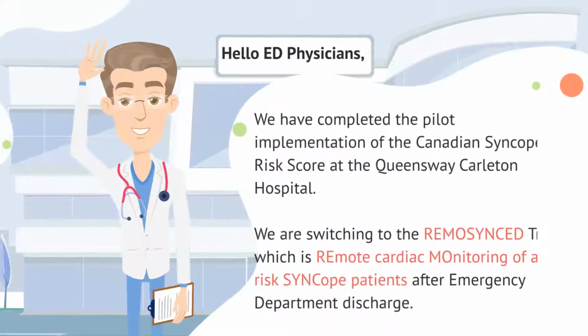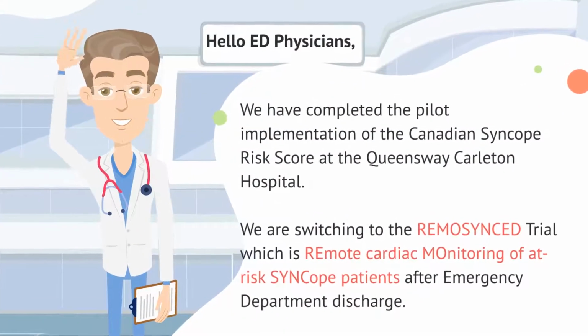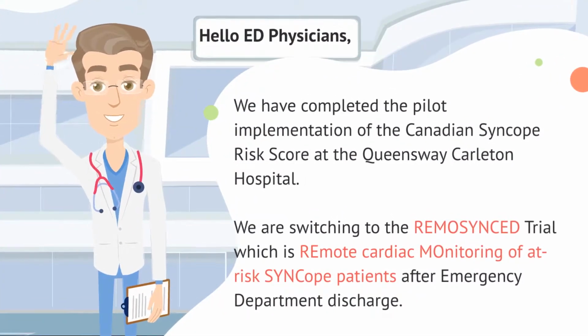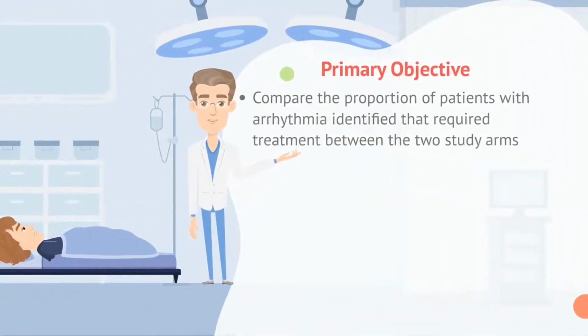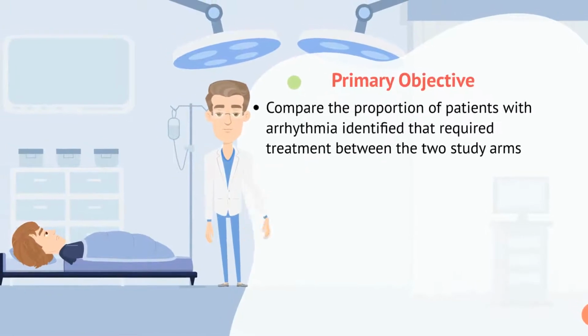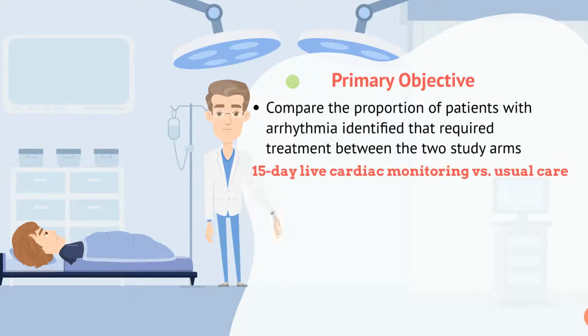Hello emergency department physicians. We have completed the pilot implementation of the Canadian Syncope Risk Score at the Queensway Carleton Hospital, and we are switching to the RAMO-Sync trial, which is remote cardiac monitoring of at-risk syncope patients after emergency department discharge. The primary objective of this study is to compare the proportion of patients with arrhythmia identified that required treatment between the two study arms, which are 15-day live cardiac monitoring versus usual care.